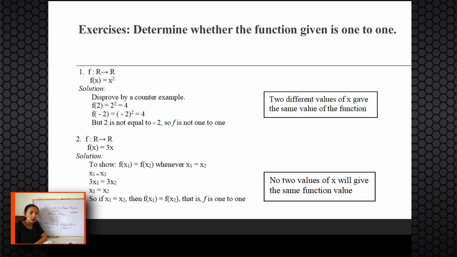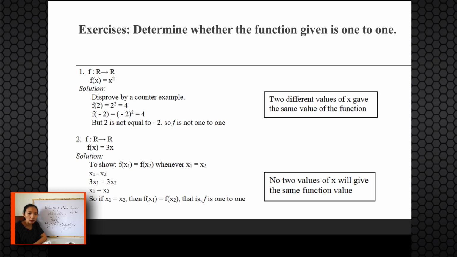Okay, so the first is not an injection. So it's not 1-to-1. Now we move on to the next. Number 2. 2 is similar to our previous example because this one is also a linear function. F is a function defined in the set of real numbers where f of x is equal to 3x.